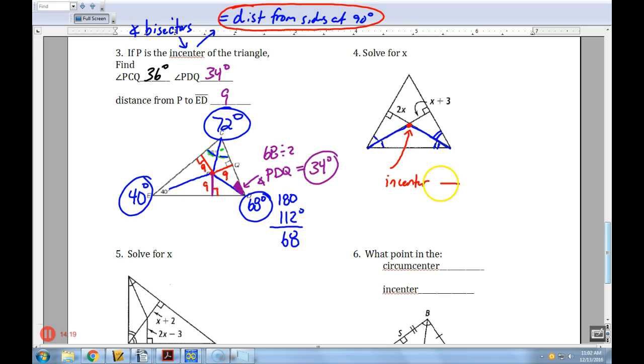And what's true about the incenter? It should be equal distance from the sides. So the distance right here should equal the distance right there, which should equal the distance right here. All three of these distances should be the same. Luckily, I have an expression for two of them. So I know that 2x has to be the same distance as x plus 3. And when I solve for x, I get x equals 3.